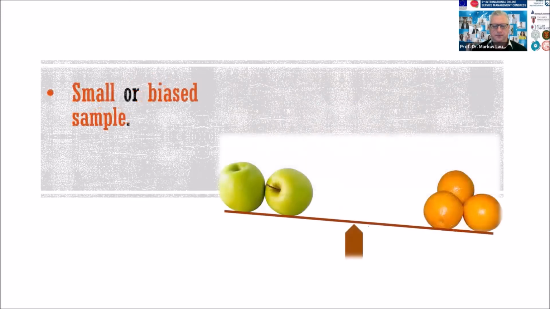Poor or weak methods. This is another challenge, that the methods are poor. Small or biased sample. Again, if the data is collected through questionnaire surveys, the sample might be too small, which could not justify publication by the editors.